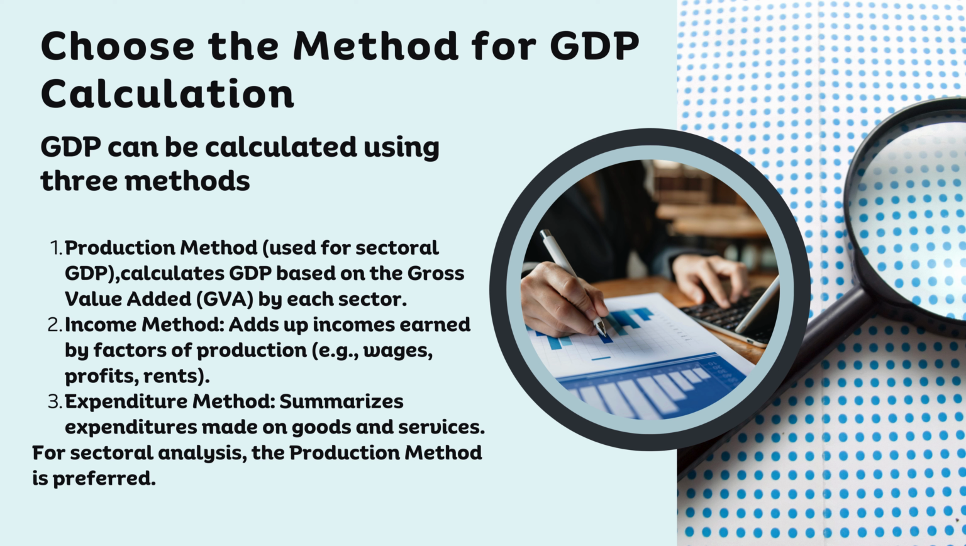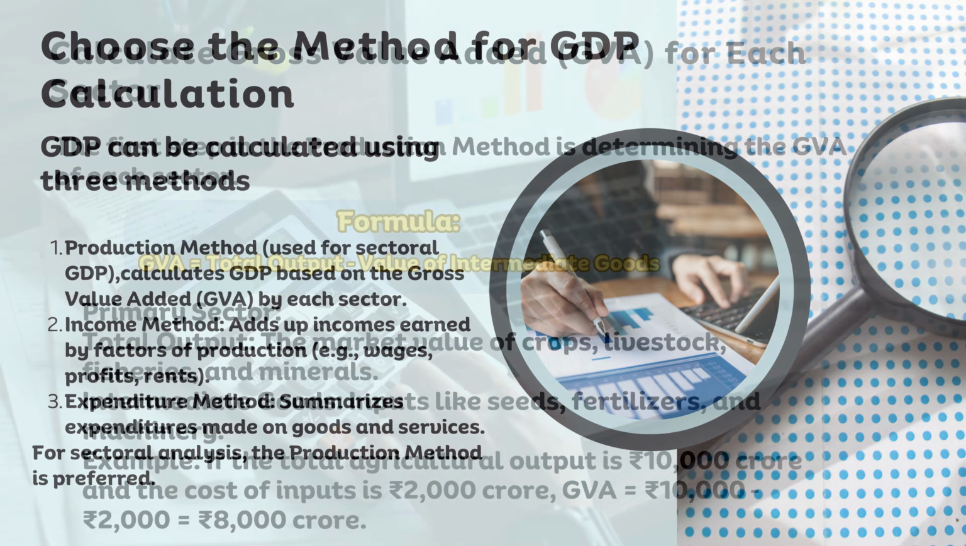Choose the method for GDP calculation. GDP can be calculated using three methods. Production method, used for sectoral GDP, calculates GDP based on the gross value added, GVA, by each sector. Income method adds up incomes earned by factors of production, for example wages, profits, rents. Expenditure method sums up expenditures made on goods and services. For sectoral analysis, the production method is preferred.